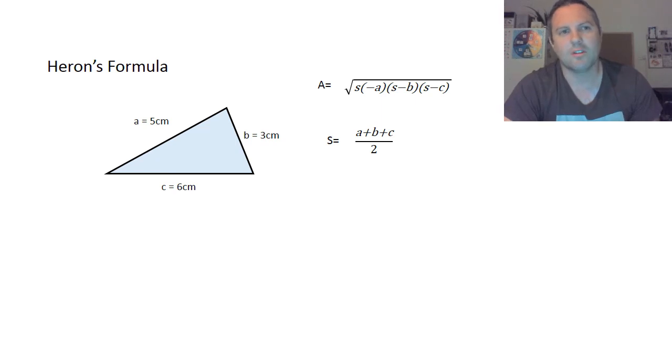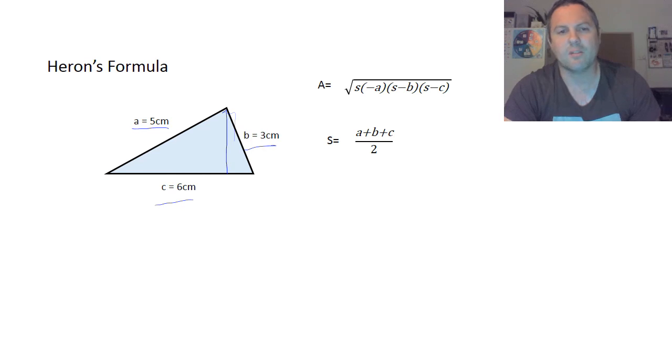Okay, so now we have a new shape. Well, not a new shape, it's a triangle. But in this case, we're not given the height like we were given in the other triangle. However, we've been given three other bits of information. We've been given this side, which we're going to call A, this side, which we're going to call B, and this one, which is called C.